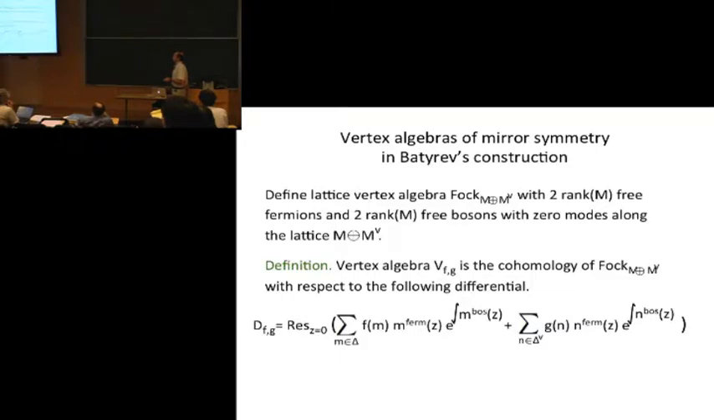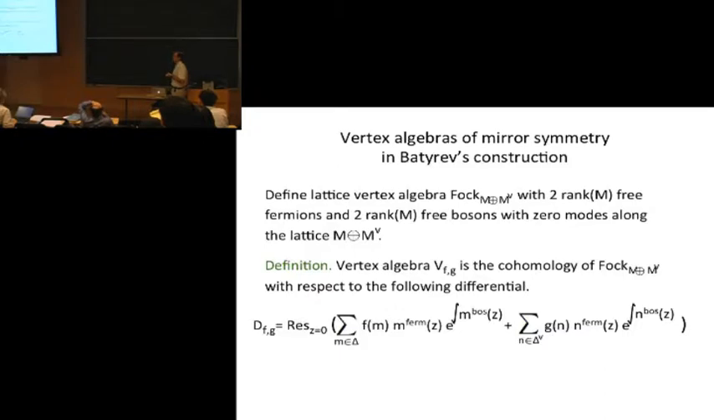All right, now let me give you the answer. And let me convince you that this is a beautiful object. All right, so first you start with a free field algebra. It's a lattice vertex algebra. You start with free fermions and free bosons based on the lattice and its dual. And then the free bosons have zero modes along that lattice.